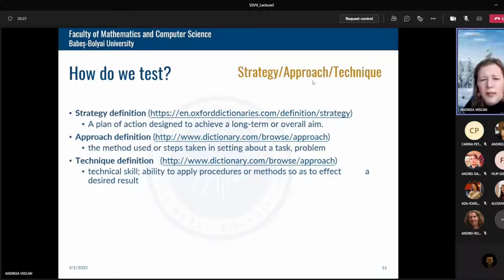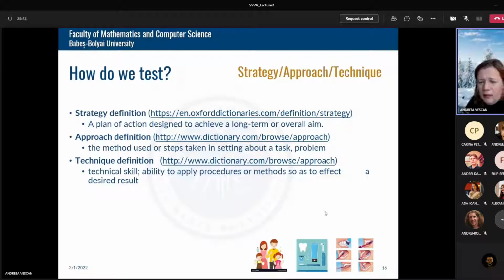When you think about approach, you think more about the steps that you need to take in order to solve that problem. And when you think about the technique, you think more about technical skills, methods, step by step, very technical steps that you need to fulfill.